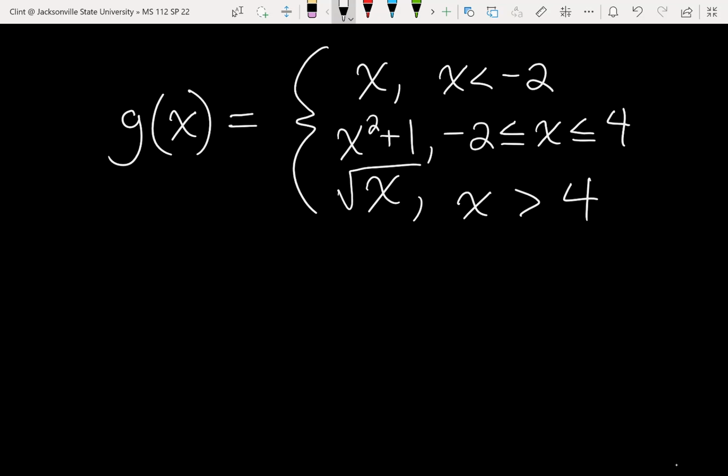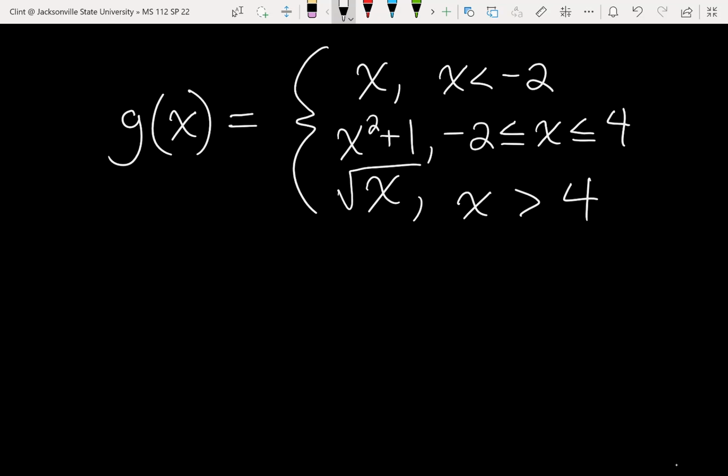Really helps being neat. Trying to write this down. Okay, so this one says we use the top rule if our x value is less than negative 2. We use the middle rule if our x value is between negative 2 and 4. And then we use the bottom rule if our x value is bigger than 4. One thing to watch out for is where these equal bars are. And so the case where x is -2 and the case where x is 4, we would use the middle rule. We could take the equal bar off that one and put it on this one. Or we could take it off there and put it on this one.